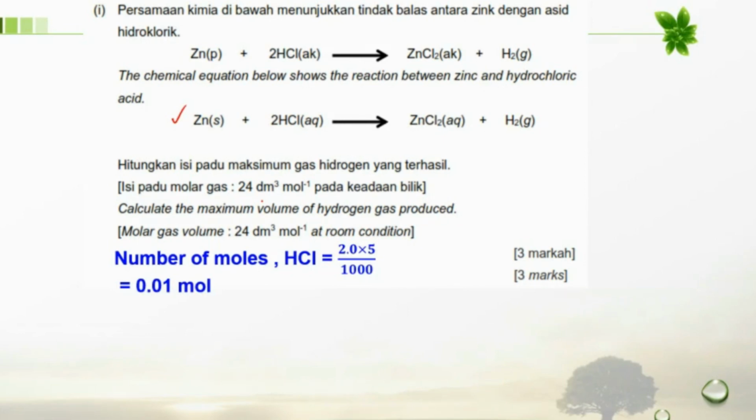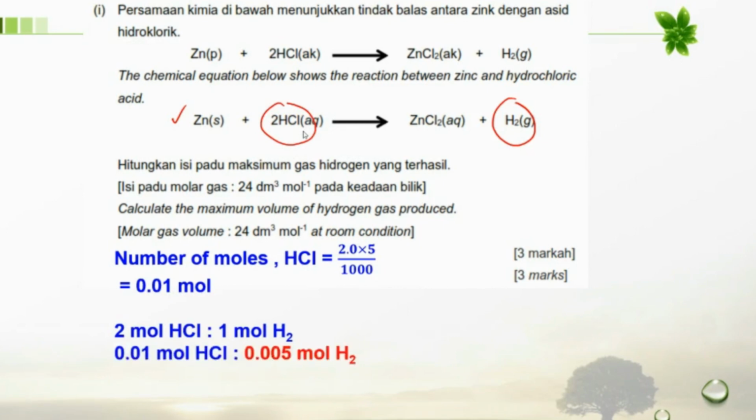Okay, so for the acid, we need to compare with hydrogen gas. So 2 moles of hydrochloric acid produce 1 mole of hydrogen gas. So if 0.01, half, right? Divide by 2, 0.005. So can you find the number of moles? Can you find the volume? Yes. Mole times the molar volume. So you get 0.12 cubic decimeter.